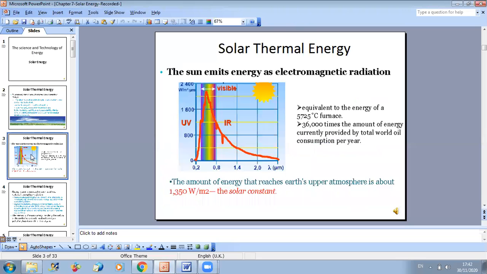Now, if you remember in chapter 2, we have already seen that the solar constant is very high. It's nearly 1,350 watts per square meter. And if you remember in one of the problems of chapter 2, we demonstrated together how we get this constant. The sun emits energy as electromagnetic radiation, and we have seen that we have a very large spectrum of waves. The energy of the sun is equivalent to a 5,725 degree furnace, which is a very high temperature. And it produces 36,000 times the amount of energy that is provided by the total world oil consumption nowadays.